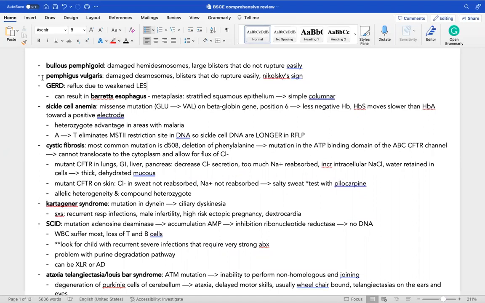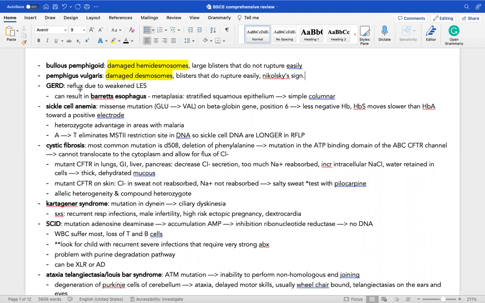The first one is bullous pemphigoid, which is because of damaged hemidesmosomes, and you have large blisters that do not rupture easily. So that's the first condition. Then we have pemphigus vulgaris. It's because of damaged desmosomes. You have blisters that do rupture, and also we see Nikolsky's sign here.